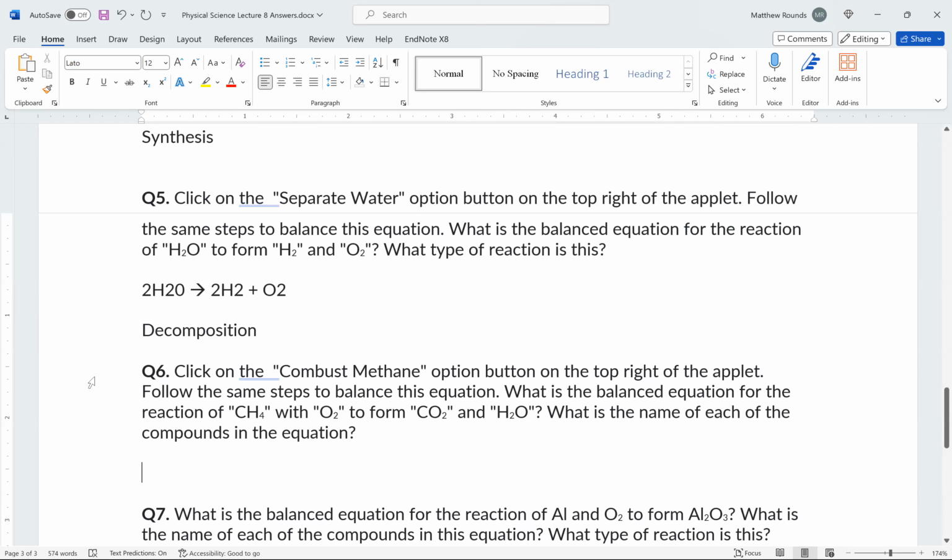So number 6 is the combustion of methane. And actually, this is the one that's not listed on there. Combustion.